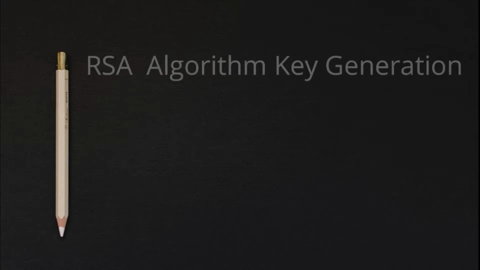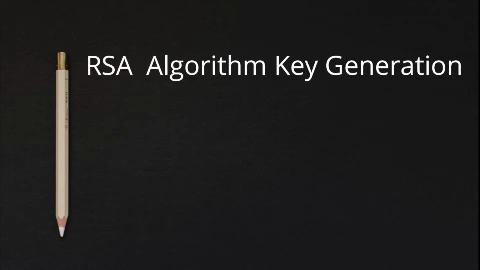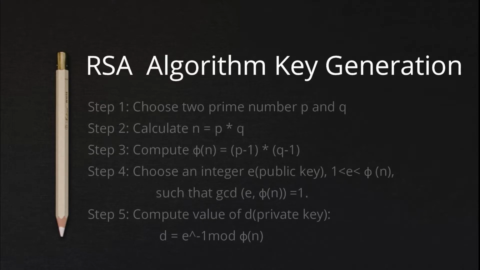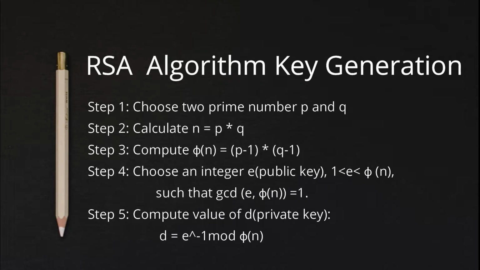Now we are going to see RSA algorithm key generation. It involves mainly 5 steps. Step 1: choose two prime numbers P and Q. Step 2: calculate n. n is calculated as the product of P and Q. Step 3: compute phi n. Phi n can be calculated as the product of P-1 and Q-1.